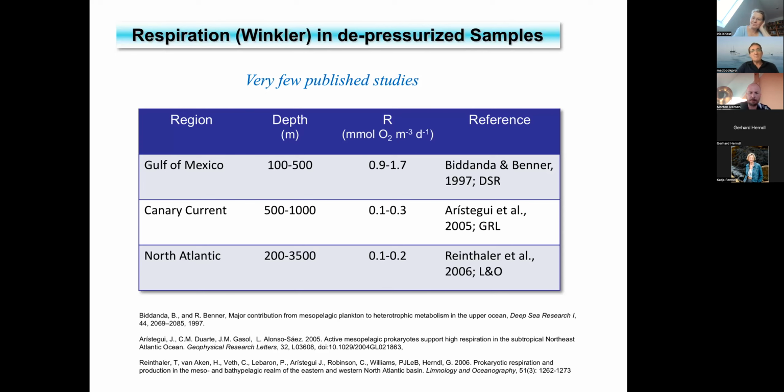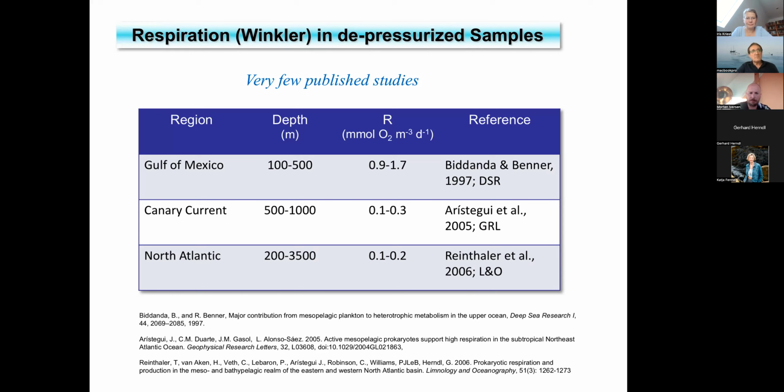One is the very old paper of Vidal and Benner. If you look at the depth where they measured, it was 100 to 500 meters, in the Gulf of Mexico, an extremely highly trophic area. Ron Benner told me personally that their data was not comparable to anything else, so it cannot be comparable to any mesopelagic respiration rate that you would expect here.